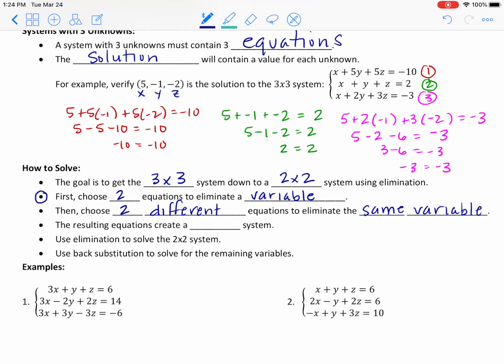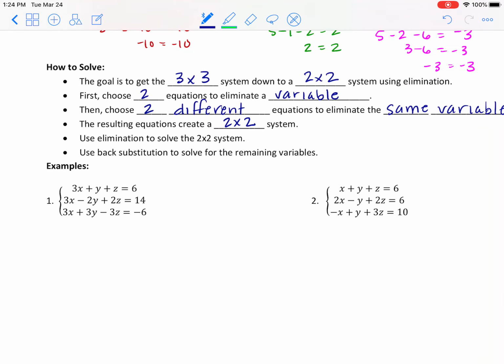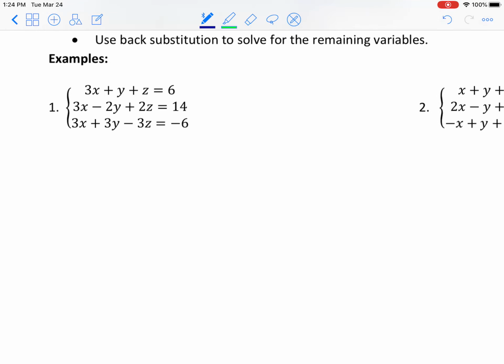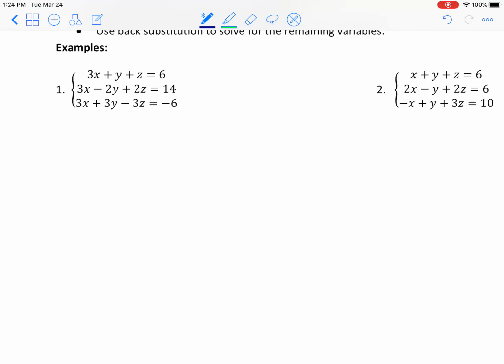Use elimination. And then in the next step here, we're going to choose two different equations but get rid of the same variable. And the result of those two steps is going to create for us the 2x2 system. So it'll look like what we did yesterday. And then we use elimination again and back substitution to continue to solve. All right, so let's look at this first example. And just for organizational purposes, which is probably the most important aspect when you're dealing with these problems, I'm going to label these equations A and B and C.